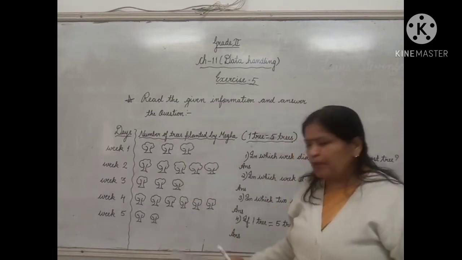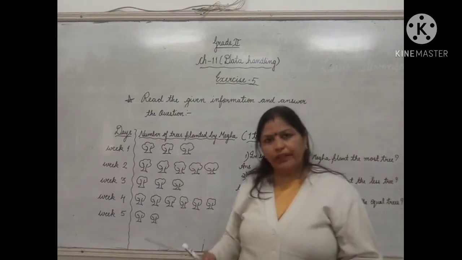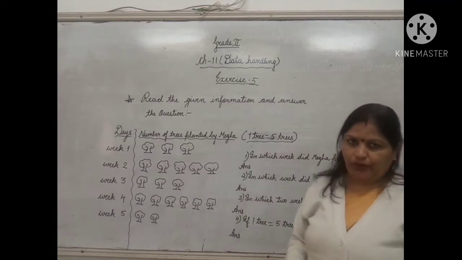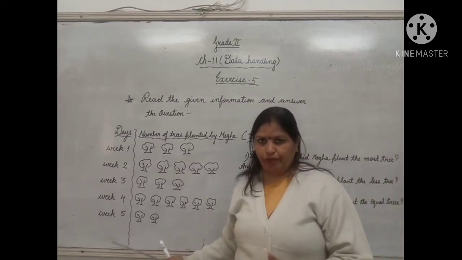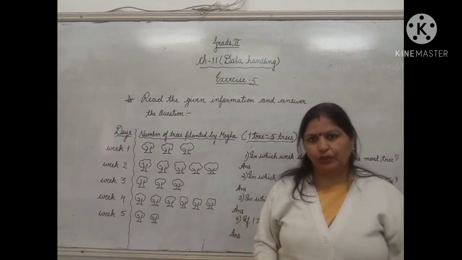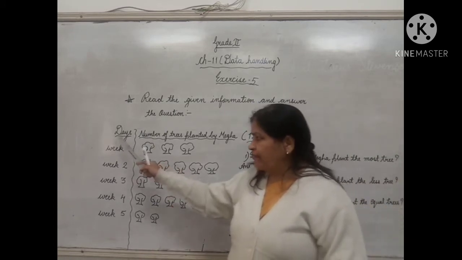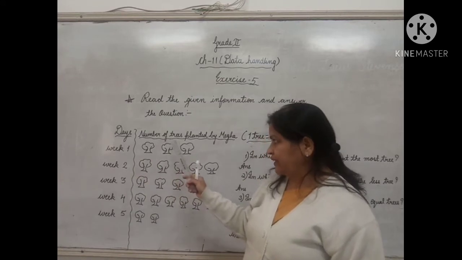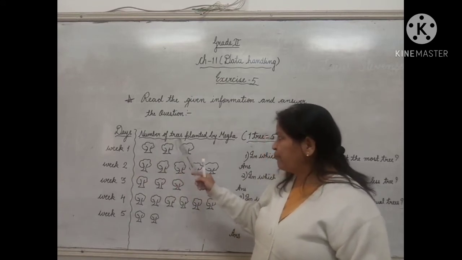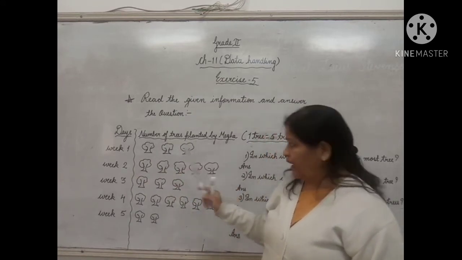Children, one piece of information has been given to you. Related to that, some questions have been given to you. First, I will explain the information and after that, we will do the question answers. Here is a table. On one side, I have written the days and on the other side, I have written the number of trees planted by Megha.